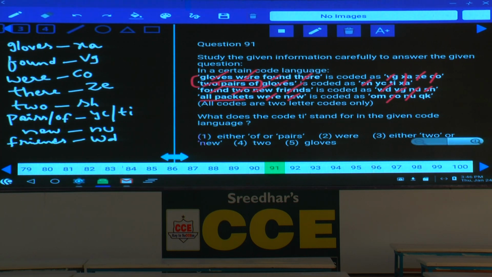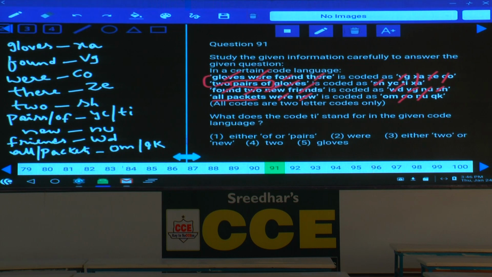Finally, we are left with all and packets. Two words are left over, all and packets, and two codes are left over. And what are the codes here? OM and QK. OM and QK in any order. Now, these are the words and their corresponding codes. Done with this?